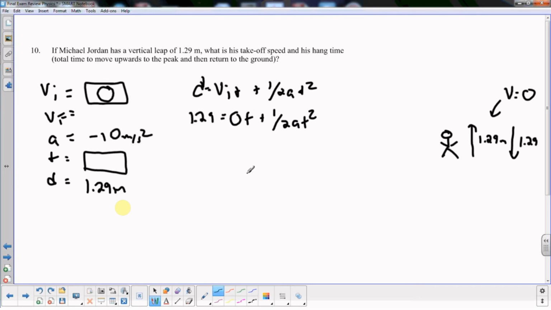I'll go back and explain this again as soon as I get everything written down. 1/2 -10 t squared. Instead of looking at going up, if we look at it coming down, we know the same distance, except this time it's a -1.29. All right. And all the stuff that's going on here and here is the same. It's just that the signs are different. So let's play this out. Let's solve for time first, and then we can go back and deal with some velocities.